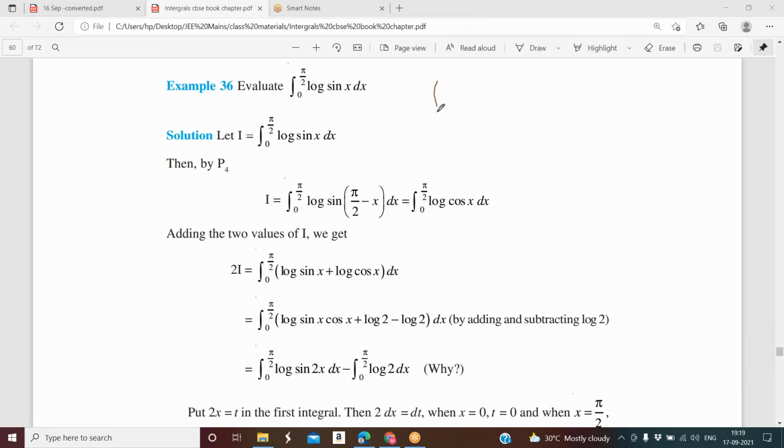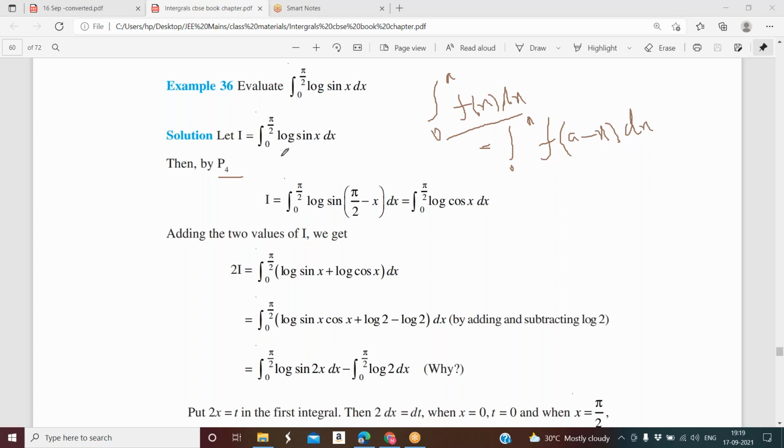Therefore, the given integral is of the form integral 0 to a f of x dx. What is the property? If we have integral 0 to a f of x dx, then we can replace x by a minus x, function of a minus x dx. That is property number 4. If the given integral is of this form, then I can replace x by a minus x, with the same limits, with respect to x.